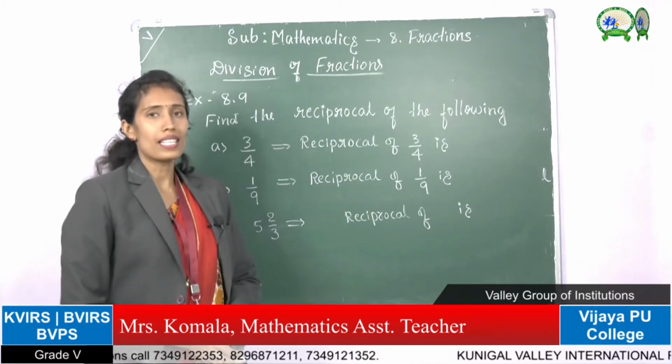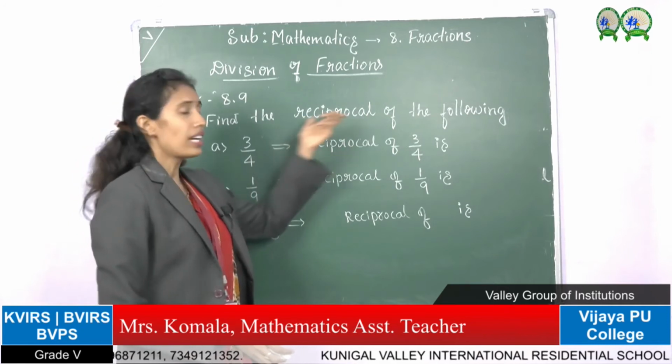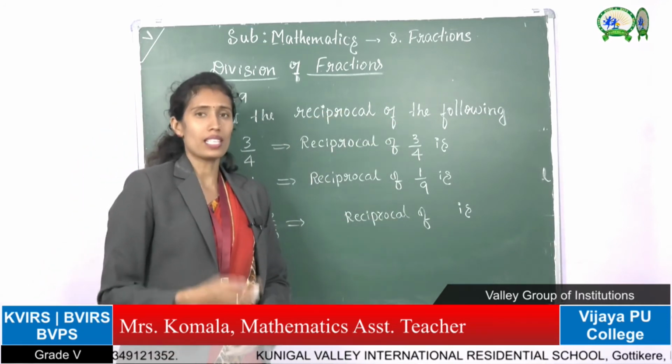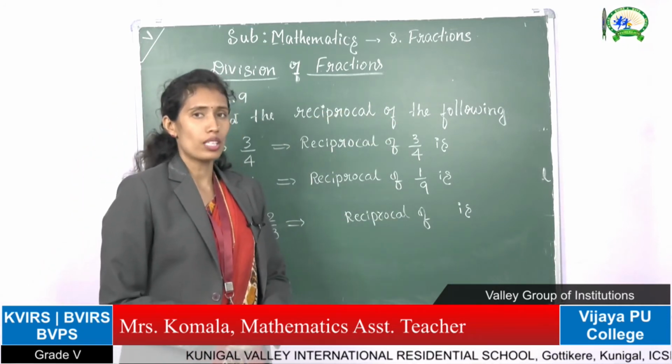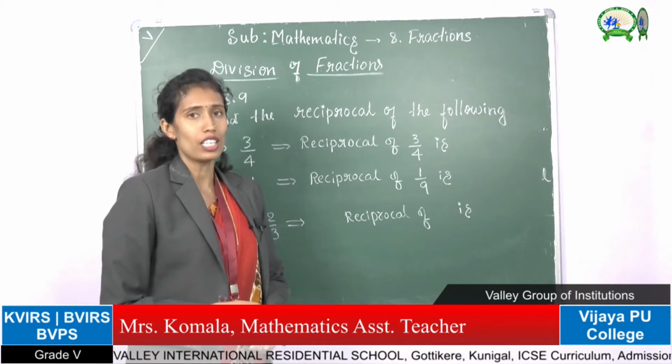Now let us solve the exercise sums. Exercise 8.9. The first one is: find the reciprocal of the following. Once again, I am telling what a reciprocal is. Actually, the reciprocal is obtained by interchanging the numerator and denominator.